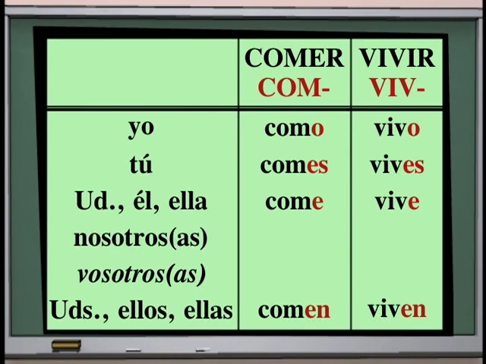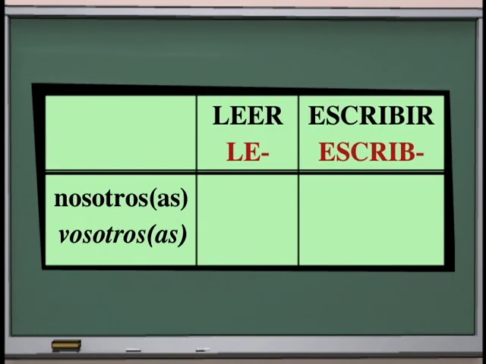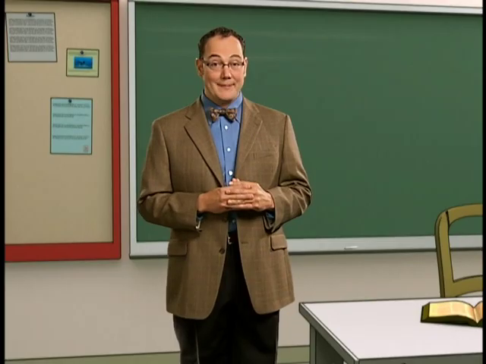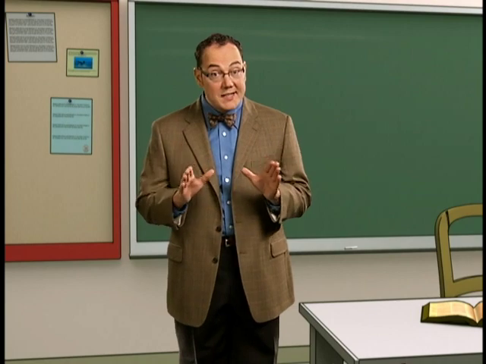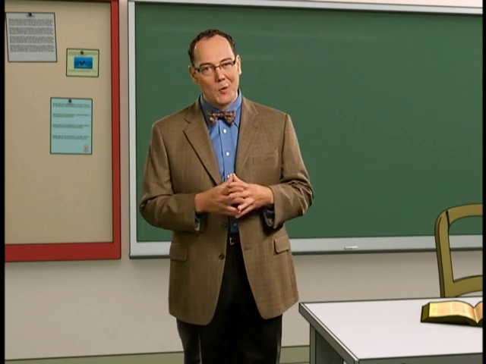Two forms are not the same in ER and IR verbs. They are the nosotros and vosotros forms, and they go like this. Comemos, vivimos. Coméis, vivís. So how would you conjugate the regular ER verb, leer, and the regular IR verb, escribir? Leemos, escribimos, leéis, escribís. It's really important to learn present tense endings by heart now. Learn to pronounce them clearly and spell them correctly.